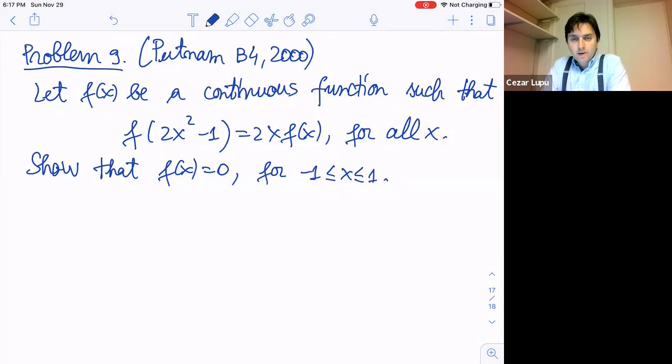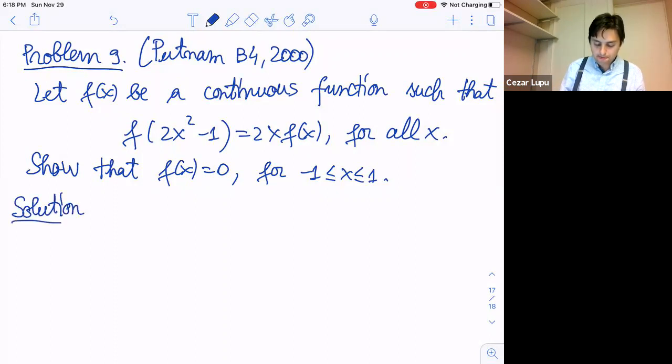Well, as you can see, we have a functional equation, but maybe we can write it in a certain way. It doesn't look like a Cauchy functional equation, though. This is why I'm saying it's a bit tricky. Let's see. Let's look at this condition.